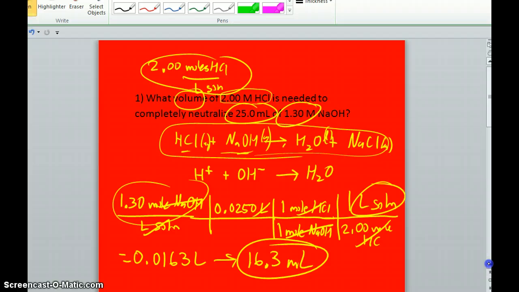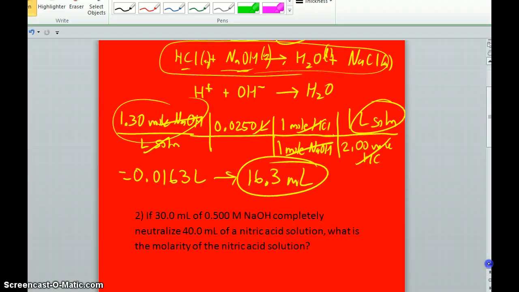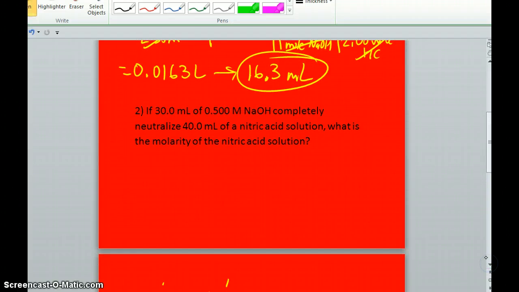Let's look at a further example. In this problem, I'm asking it the other way. If 30 milliliters of 0.5 molar NaOH completely neutralize 40 milliliters of nitric acid, what is the molarity of the nitric acid? Now, in order to answer that question, I'm going to need moles of nitric acid, and I'm going to need a volume of solution. And I'm given the volume. So this all comes down to finding moles of nitric acid.